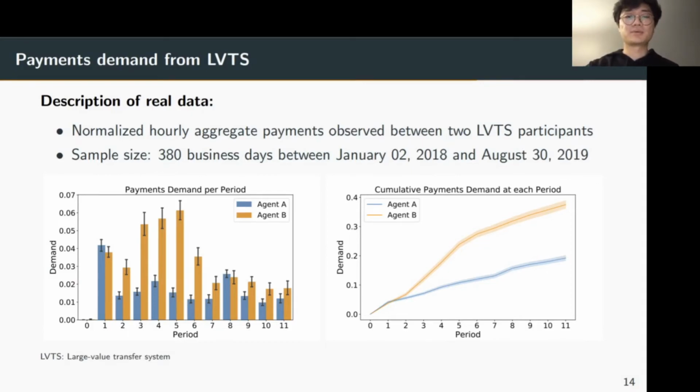For the richer 12-period problem, we use real data from Canada's Large Value Transfer System, the LVTS, normalized by their available collateral. We aggregated the payments observed between two LVTS participants in hourly intervals. The data contains 380 business days worth of payments between January 2018 and the end of August 2019. One remarkable note to make here is the difference in average cumulative payment demands for each bank, suggesting that agent A tends to receive more payments than agent B.